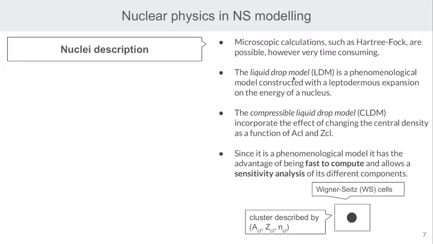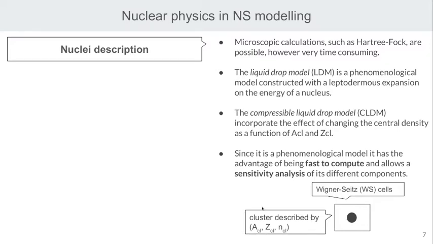One very famous is the liquid drop model that is constructed with a leptodermous expansion around the energy of the nucleus. And we have another version that is the compressible liquid drop model that incorporates the fact of changing the central density of the nucleus as a function of the nucleus itself, A and Z, mass number and charge. And since it is a phenomenological model, it has the advantage of being fast to compute and allows us a sensitivity analysis of the different components. So in the outer crust, for example, we are going to model the neutron star as collections of Wigner-Seitz cells that I represent here, with a center nucleus in the middle that is described by the mass number, by the charge, and by the density.